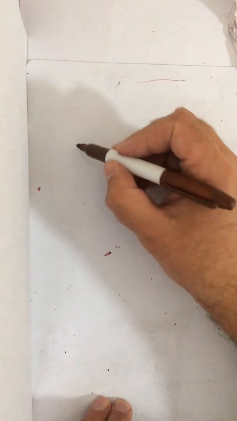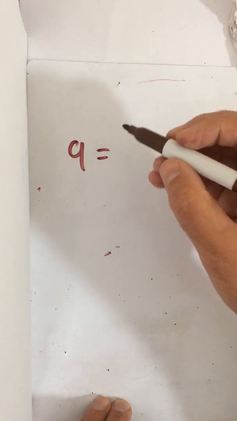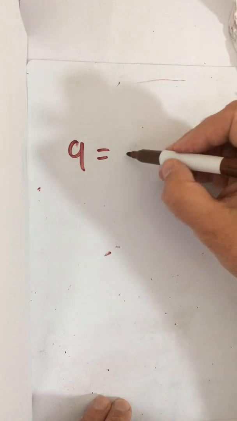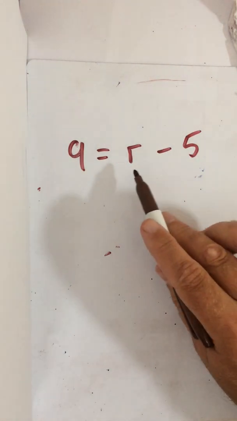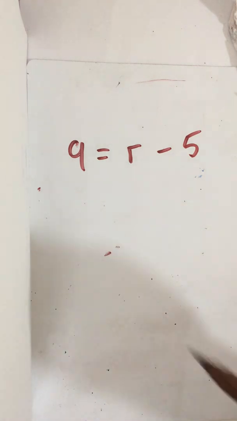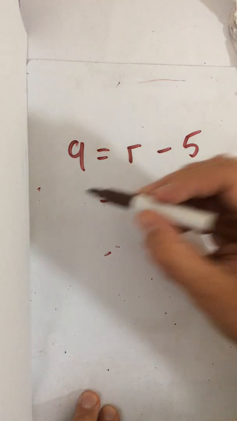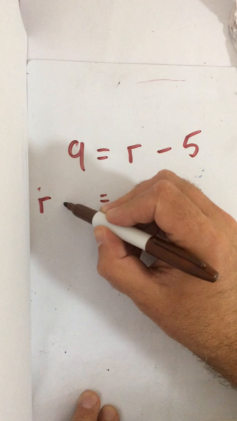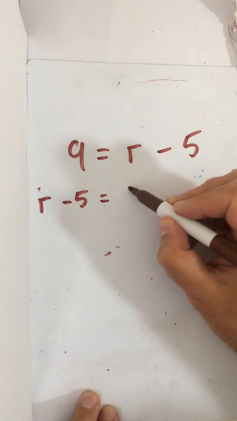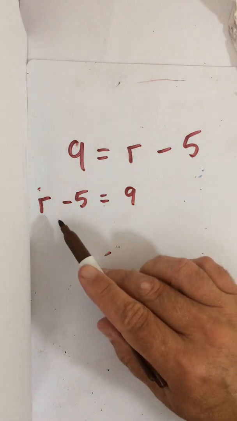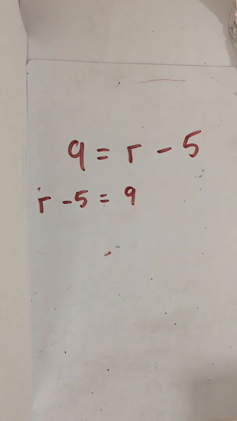Let's go with, okay, 9 is equal to r take away 5. I have to find the value of this r. First thing I'm going to do, because I like to swap them around, I like to have my r minus 5 on this side and my 9 on that side. So r minus 5.